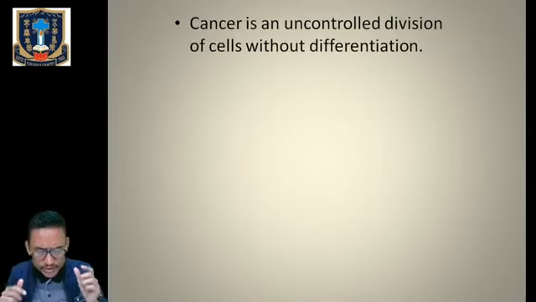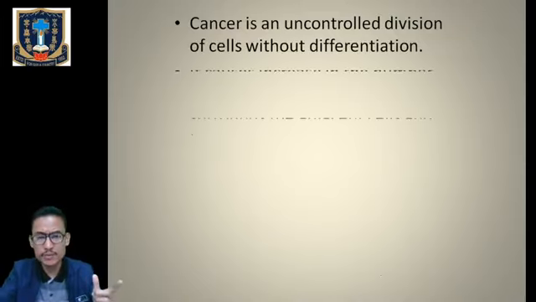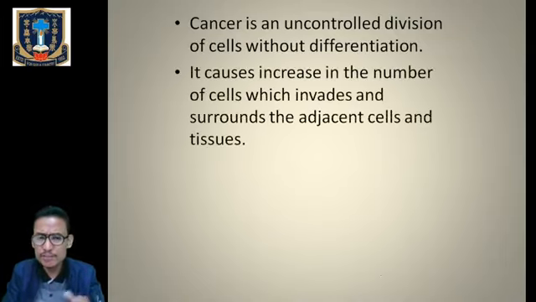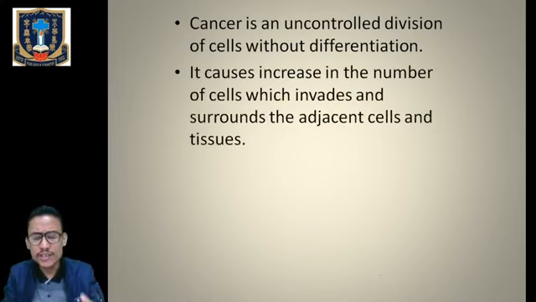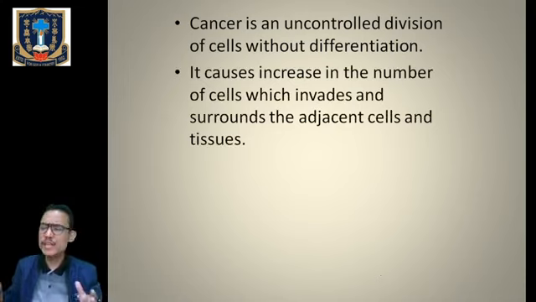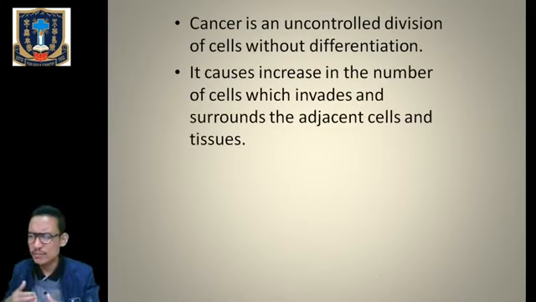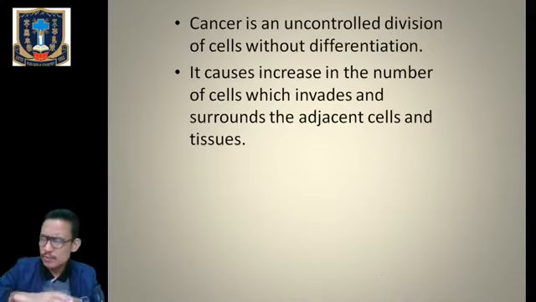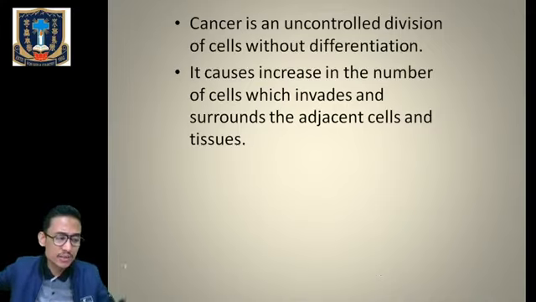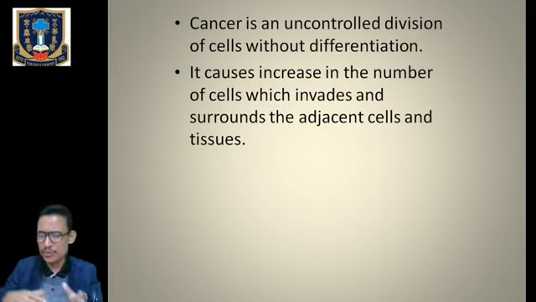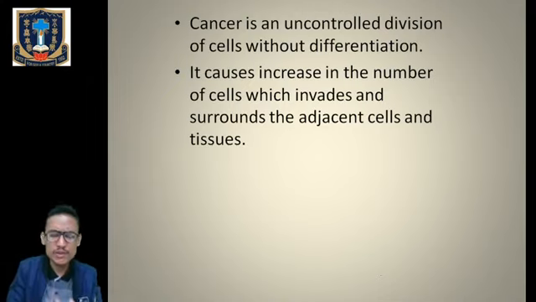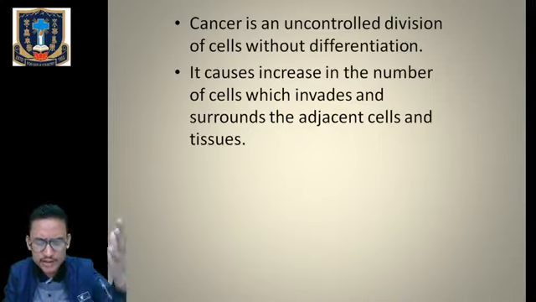So it causes an increase in the number of cells, which invades and surrounds the adjacent cells and tissue. Simply, it will keep on increasing in number by means of cell division, from 1 to 2 to 4, and it will keep on dividing and dividing, but there will be no cell differentiation, or special functions will not be assigned to a particular group of cells. It will simply keep on dividing in an uncontrolled manner.